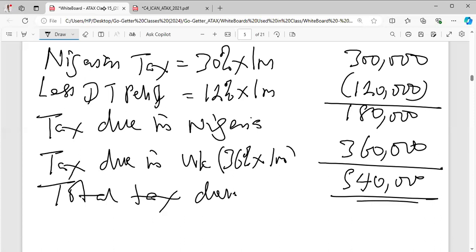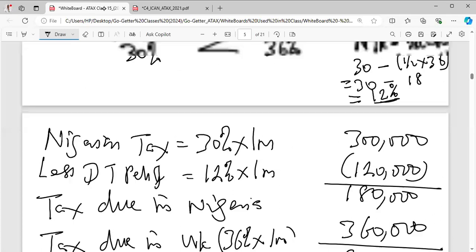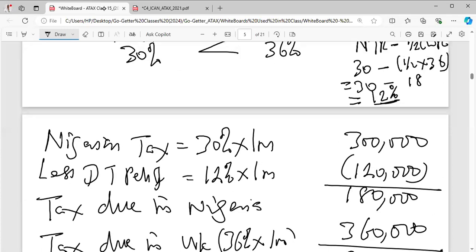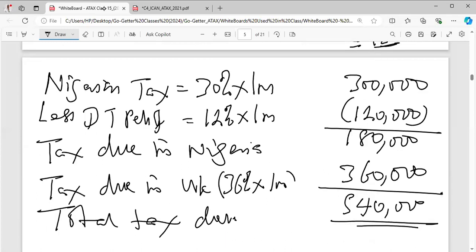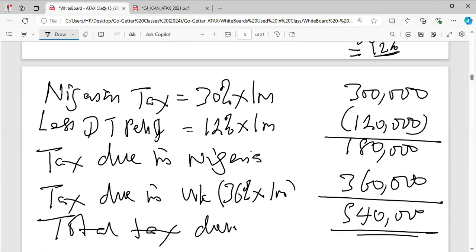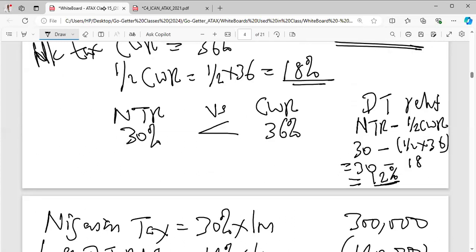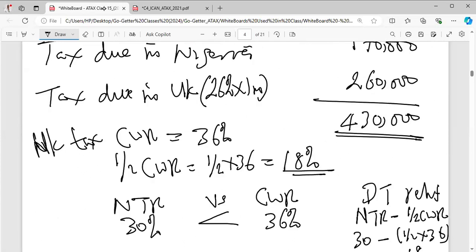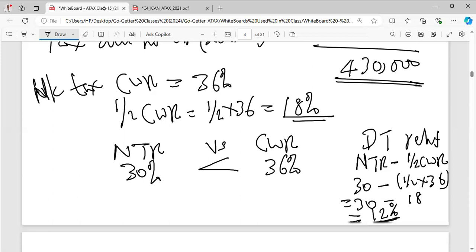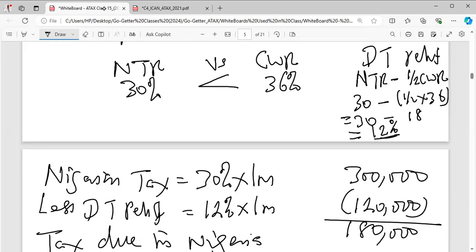So yeah, you see now, if the Commonwealth rate of tax is higher than Nigerian tax, it pays more than when it is lower than Nigerian tax. So when the foreign tax is lower than Nigerian tax, it pays lesser. But if the foreign tax is higher than Nigerian tax, it pays higher.